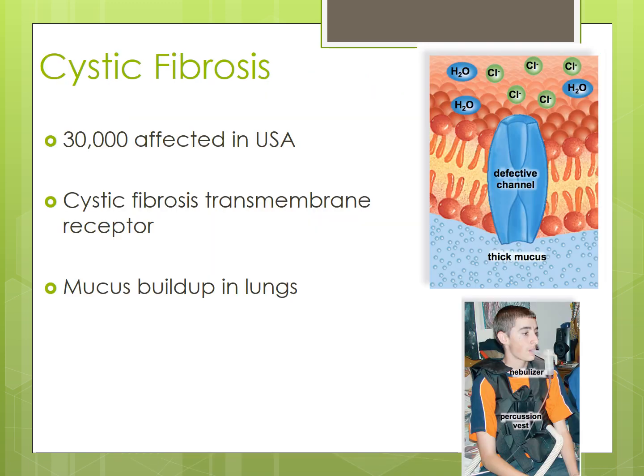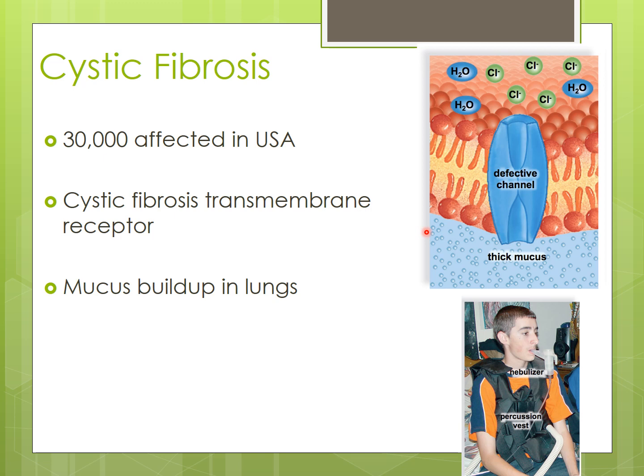An example of an autosomal recessive disease is cystic fibrosis. It is somewhat common in that it's affecting 30,000 individuals in the US. It is a mutation in the cystic fibrosis transmembrane receptor, which you can see here demonstrated in this image. It is an ion channel allowing for movement of things across the plasma membrane.